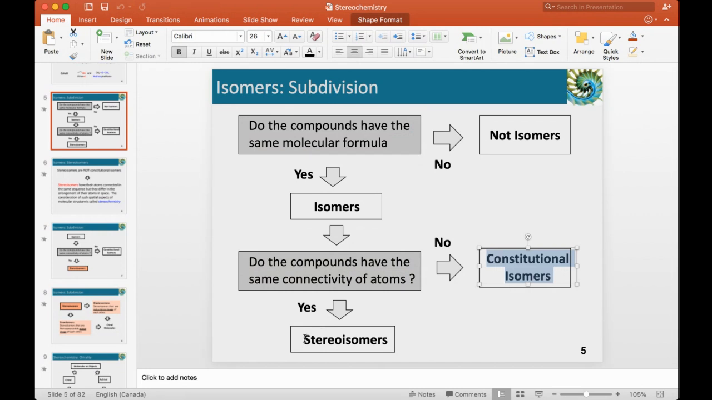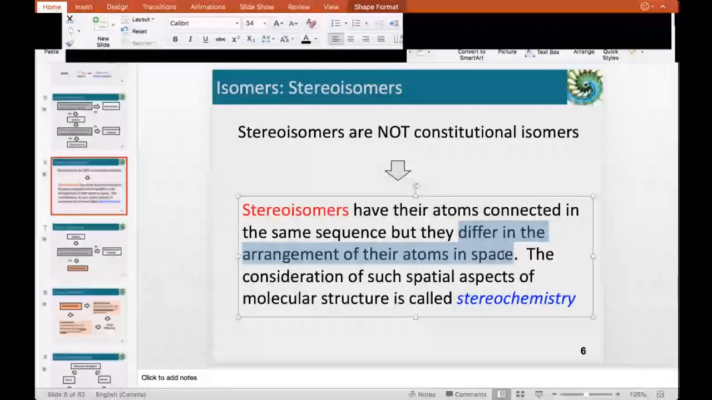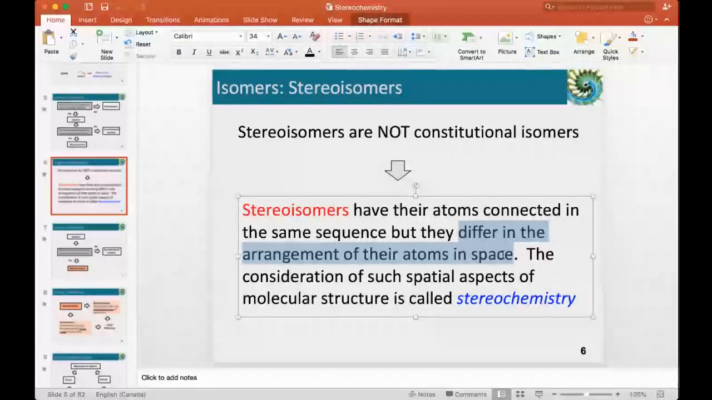However, we also went over cases in which there are compounds with the same molecular formula and the same connectivity in between the atoms, and we call them stereoisomers. The reason for that is because they basically differ in the arrangement of these atoms in space. So stereoisomers are compounds with the same molecular formula, exactly the same connectivity, and different arrangement of atoms in space.